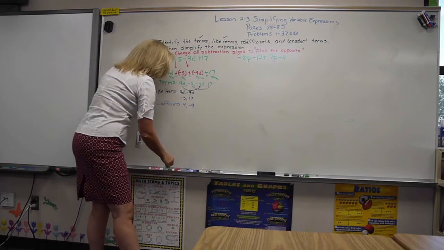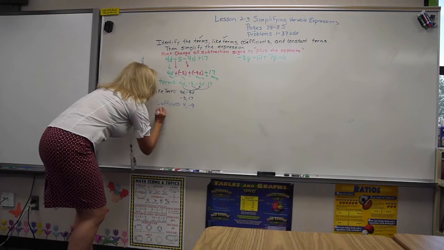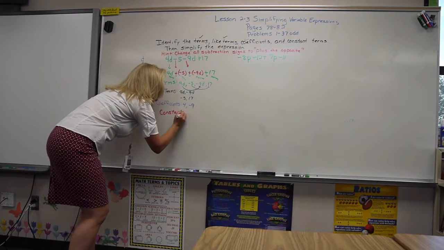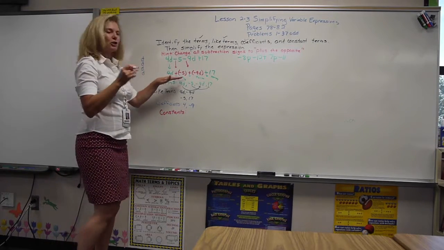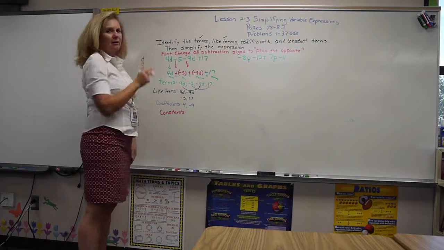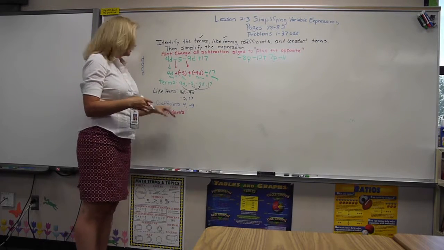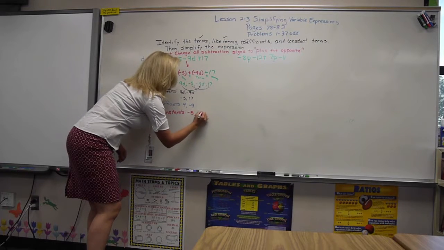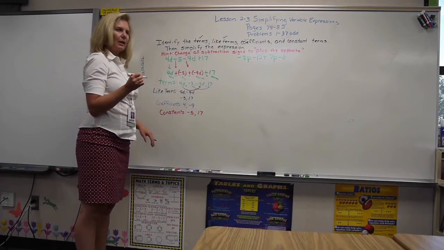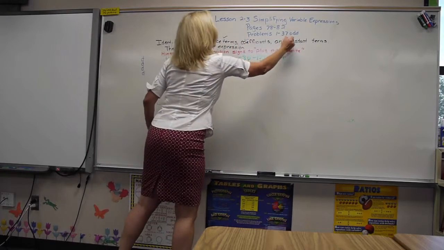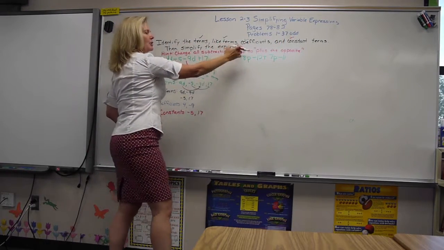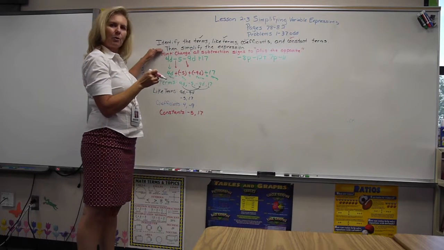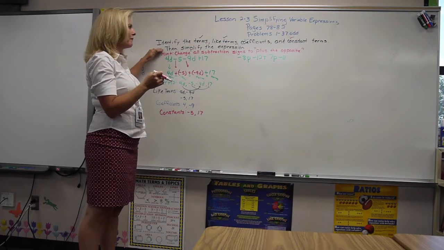So now they want me to show the constants. Now the constants are the numbers that are not attached to the variables. So anything that has no variable, or anything that can be found on the number line, those are your constants. So I can see I have a negative 5 and I have a 17. Now I've identified my terms, my like terms, my coefficients, and my constant terms. So the last thing that your homework will ask you to do is then simplify the expression.